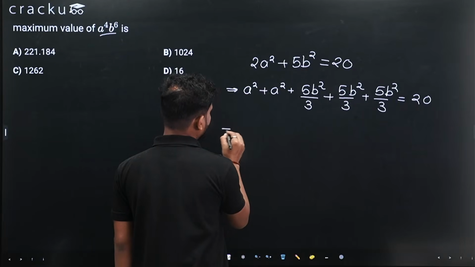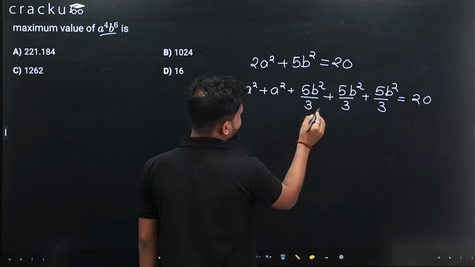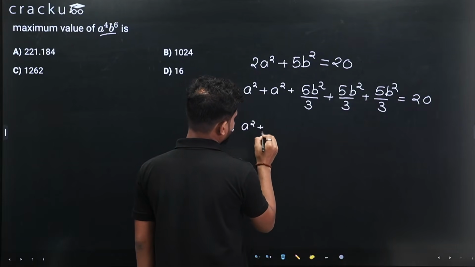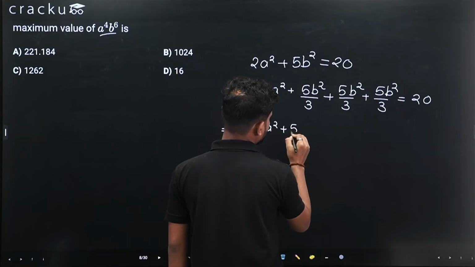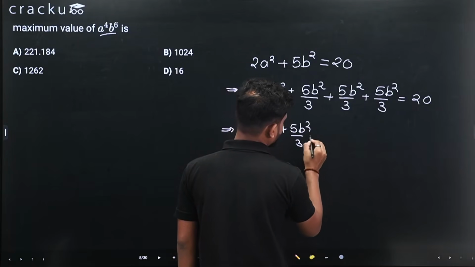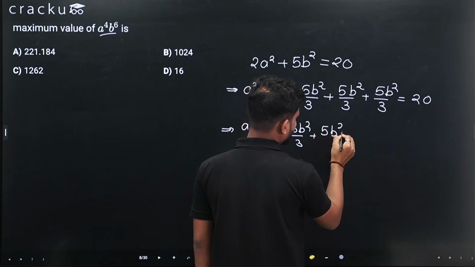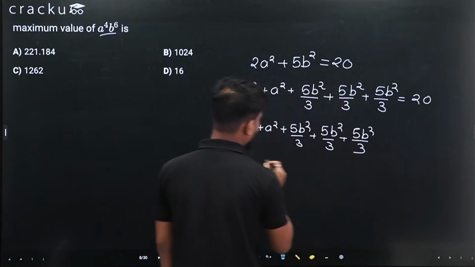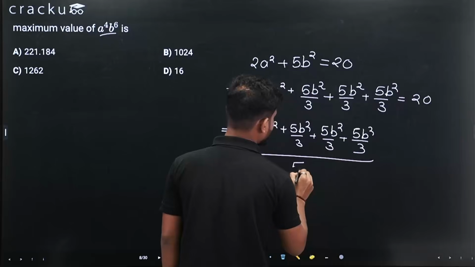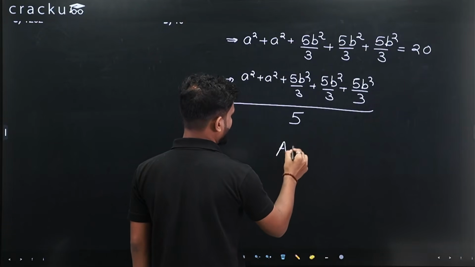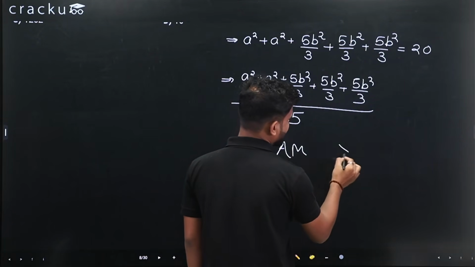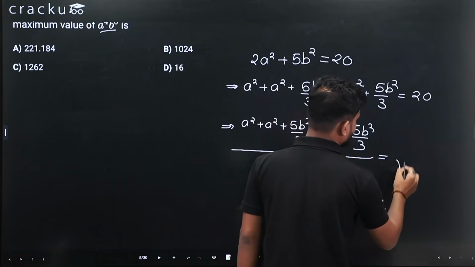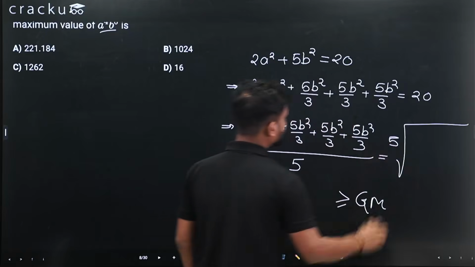So from here what you can do? You can take the sum of all these 5 numbers. So this is a square plus a square plus 5b square by 3 plus 5b square by 3 plus 5b square by 3, divided by how many terms are there? 5. So this is nothing but the AM, or arithmetic mean, of all these, which is greater than or equal to the GM. What will be the GM? GM will be the fifth root. Why fifth root? Because there are 5 terms.